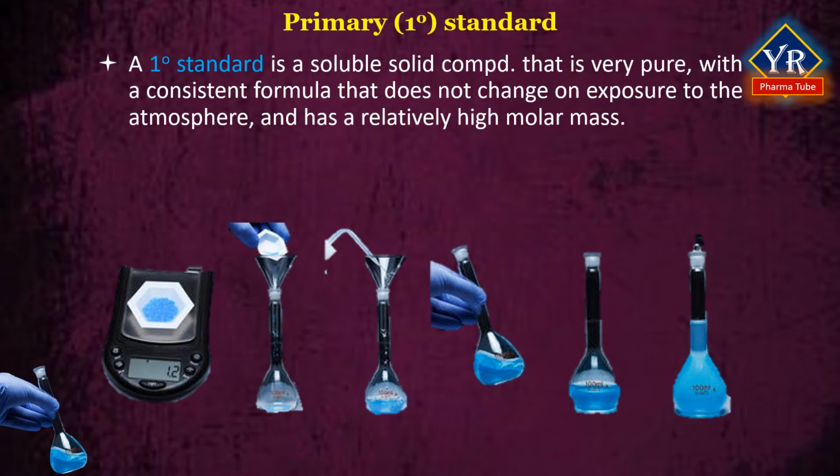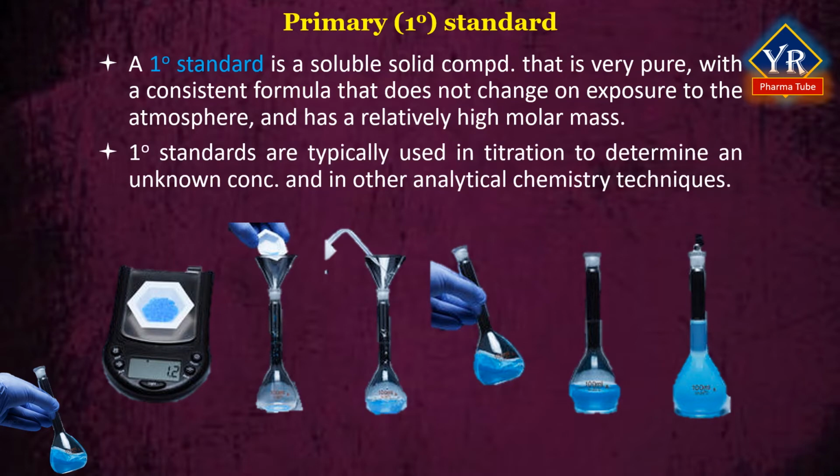It is a compound of sufficient purity from which a standard solution can be prepared by direct weighing of a quantity of it followed by dilution to give a defined volume of solution. A solution produced is then a primary standard solution. Primary standards are typically used in a titration to determine an unknown concentration and in other analytical chemistry techniques.